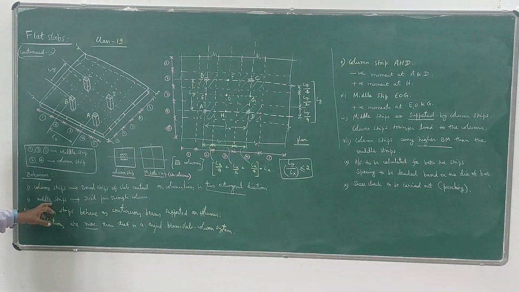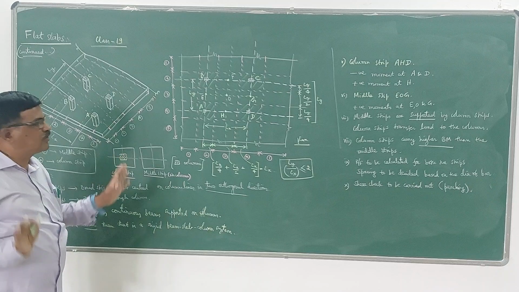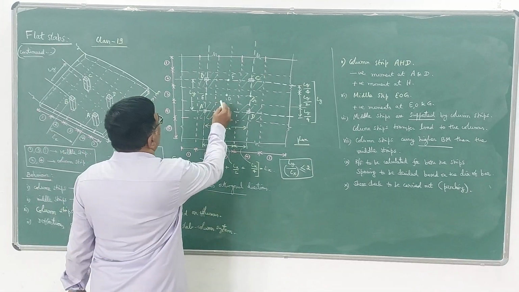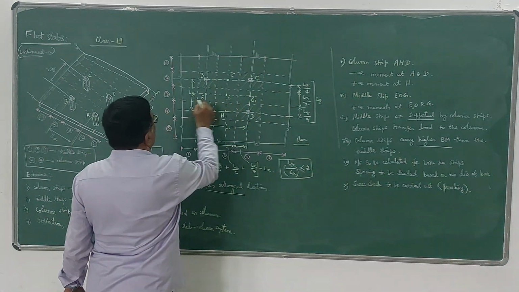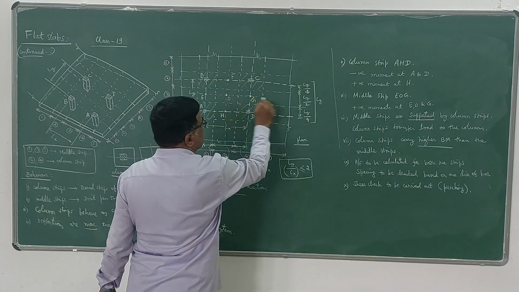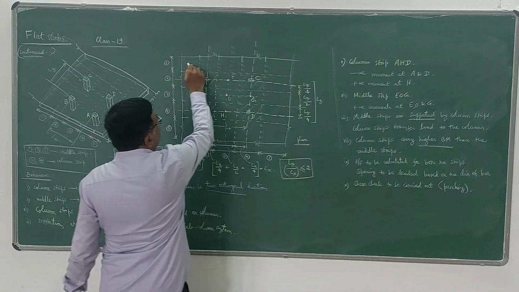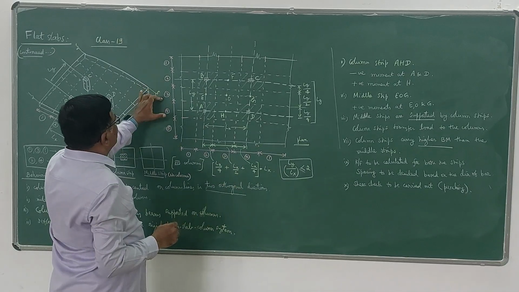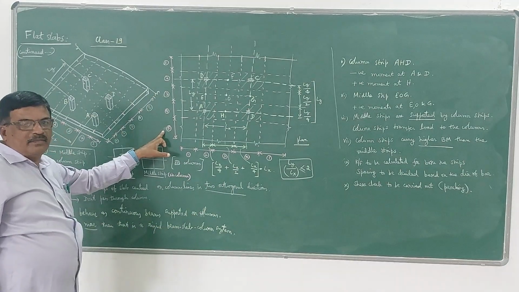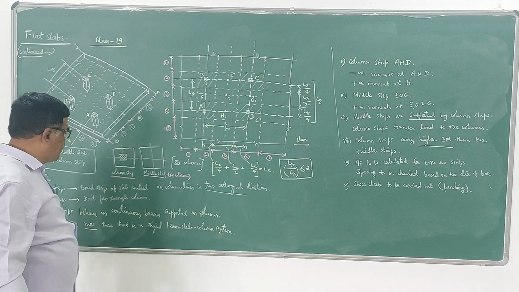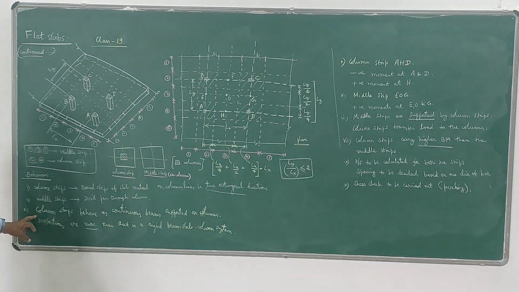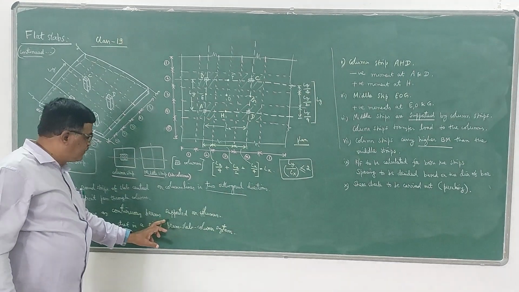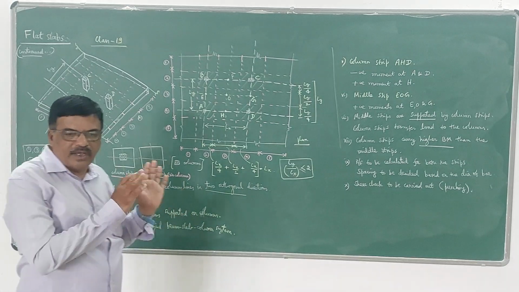Whereas middle strips don't pass through columns. If they don't pass through columns, that means there is no column here. In this, there is no column. So this can be taken as a middle strip. There is no column here. There is no column here. That's why I told you 1, 3, 5 are taken as middle strips. 2 and 4 are taken as column strips. Column strips behave as continuous beams supported on columns. So this is how they behave.